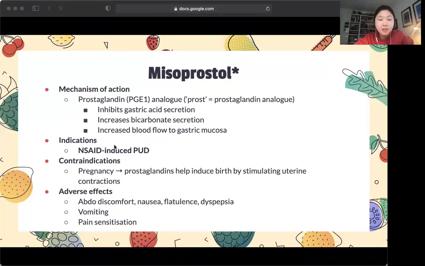And misoprostol, however you want to say it. Basically, prostaglandin analog. Main thing to note is that it's contraindicated in pregnancy because it will help induce birth by stimulating uterine contraction. So that's a bit of a yikes if you give a pregnant woman this, not great for both of you.